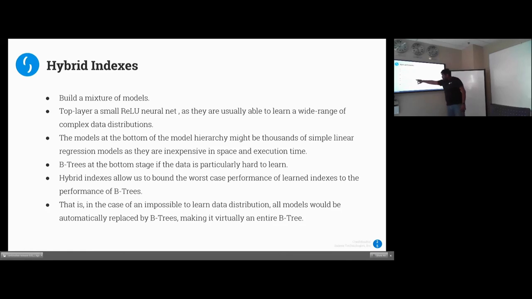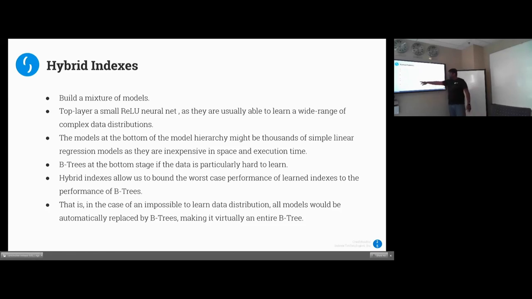You can also use B-trees at the bottom stage if the data is particularly hard to learn. If there's no way to learn a particular pattern, why force a neural network to learn it? It's going to take a long time and it's not going to give you the accuracy you want. Or you have already come to a level where you can use a B-tree to make things run even faster. It's a hybrid, the best of both worlds. You use each for the reason it is meant for.